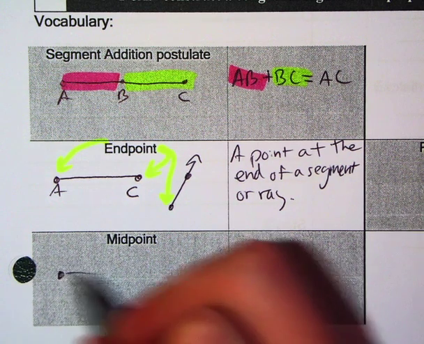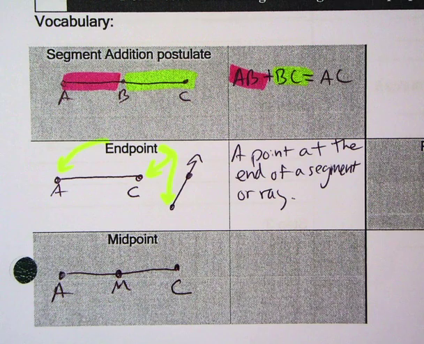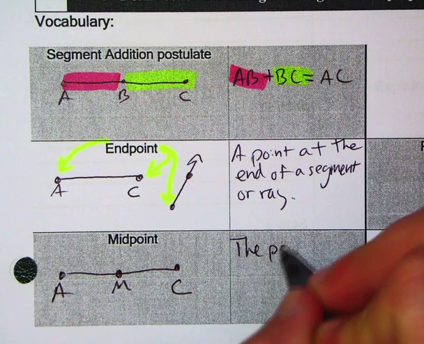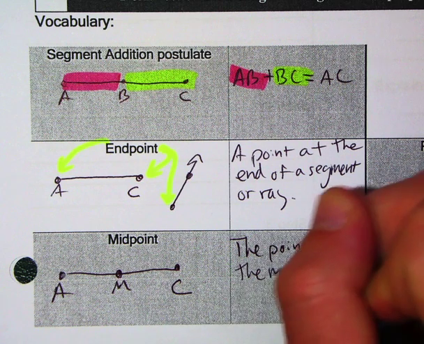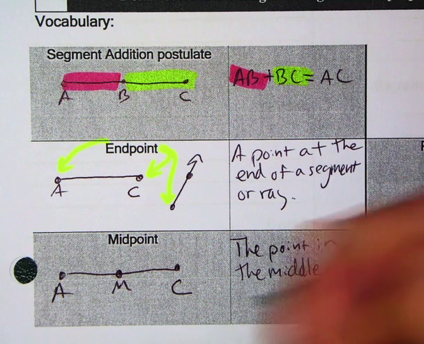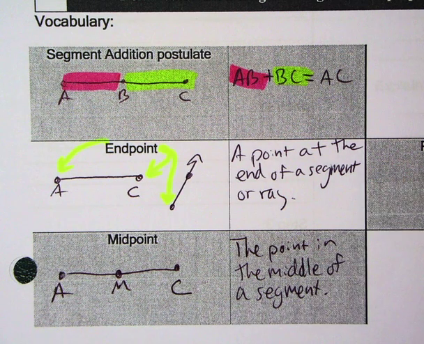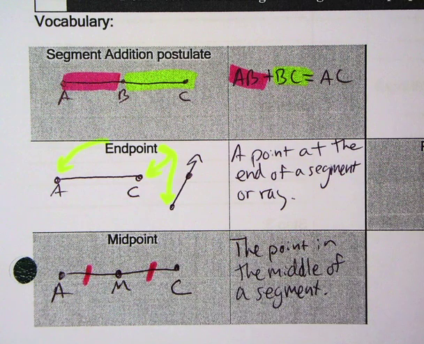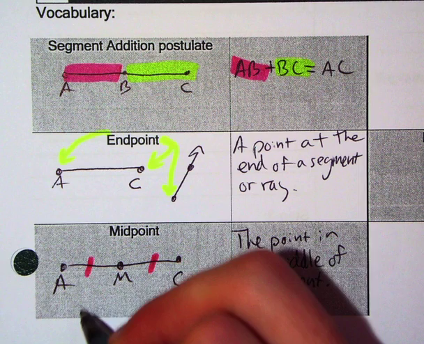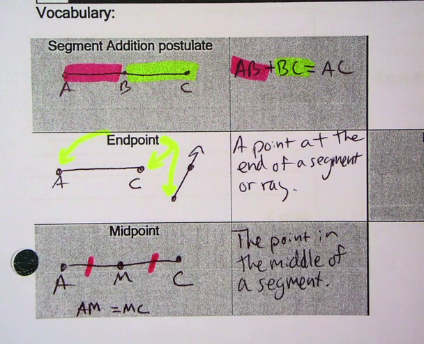Now a midpoint is a pretty important point as well. If I say M is the midpoint, well, then that means that's the point in the middle of a segment. But if something's in the middle, then that means it's halfway, which is really important because then I know this segment here and this segment here are going to be congruent. So that would allow me to say that the distance from A to M is going to equal the distance from M to C.